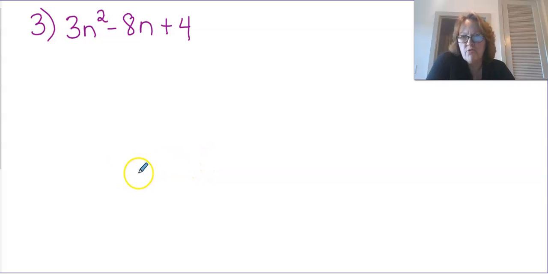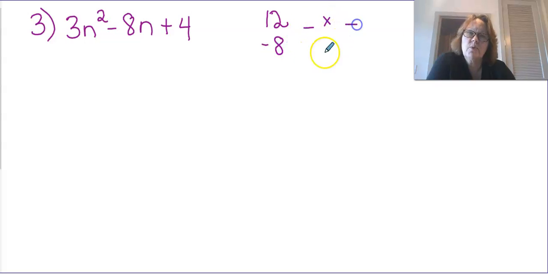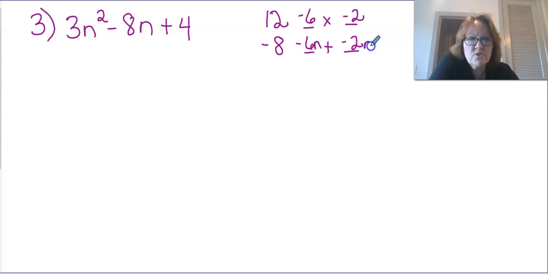So remember, our first step was to multiply the coefficient times the constant. Well, that's 12. And then take our middle term, negative 8. Look for a factor pair for 12 that, when I use those same 2 numbers, I get negative 8. So it's going to be 2 negative numbers: 6 and 2, so negative 6 and negative 2, and negative 6 plus negative 2 equals negative 8. So when I rewrite this middle term, I'm going to use negative 6n and negative 2n.